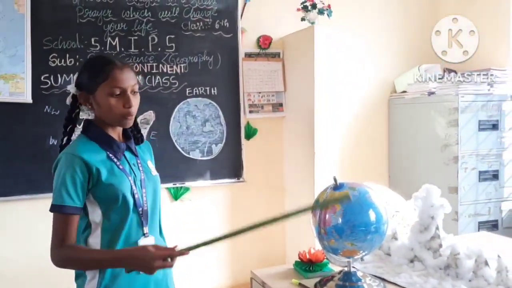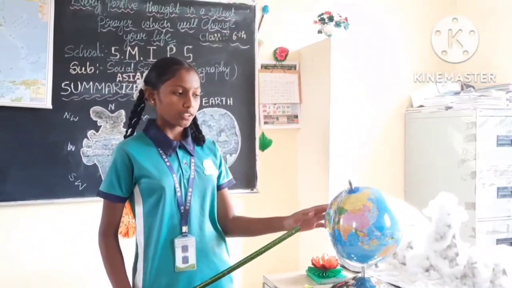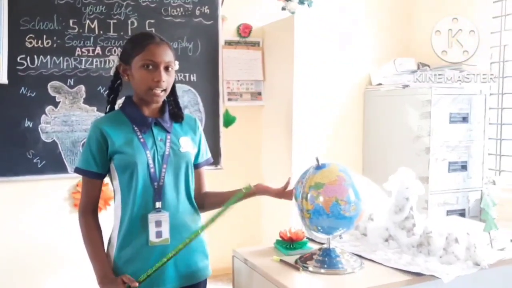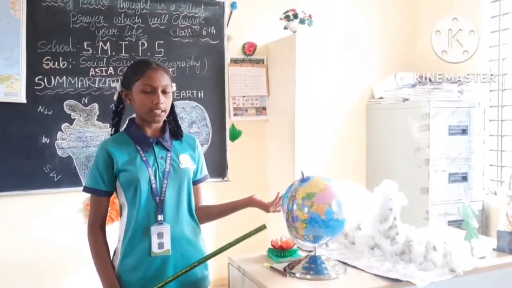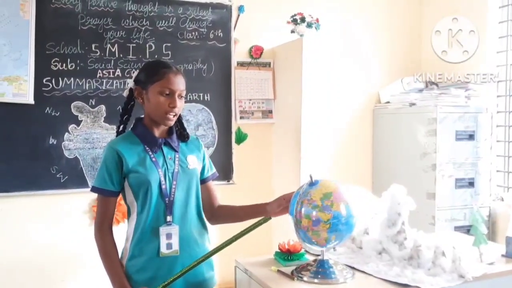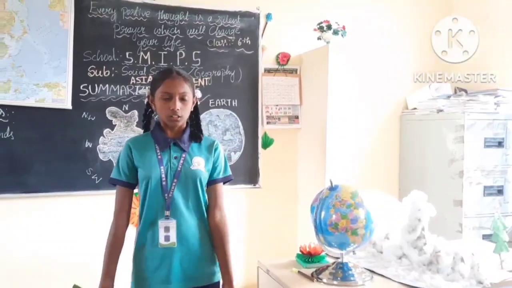Top is the northern pole, bottom is the southern pole. A globe helps us to know the size of the earth. It helps us to understand places and political borders. It helps us to understand the rotation and revolution, and the day and night. These are the uses of a globe.